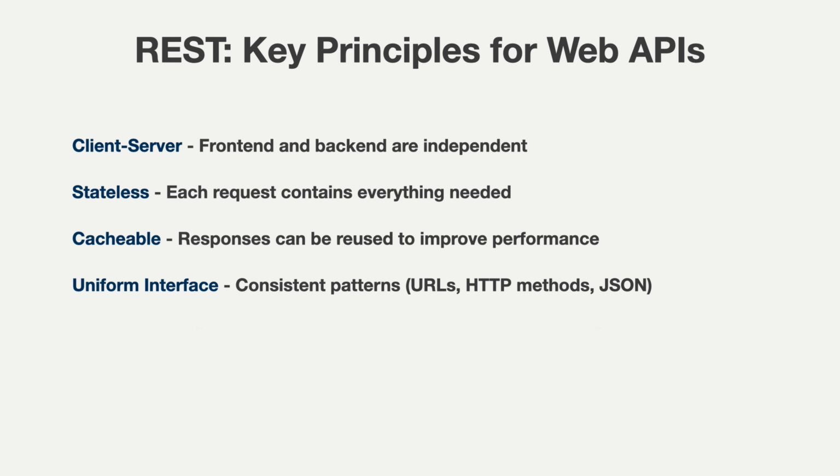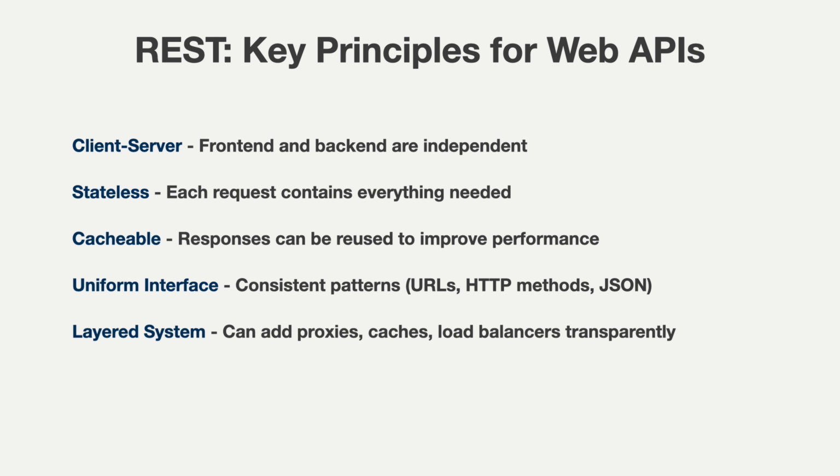Once you learn how one REST API works, you can figure out other REST APIs pretty quickly because they follow the same patterns. Layered system. This means the client doesn't need to know whether it's talking directly to the final server or going through intermediaries. Your request might pass through a content delivery network, then a load balancer, then a security gateway, and finally reach the actual server. But from the client's perspective, it just looks like one API.